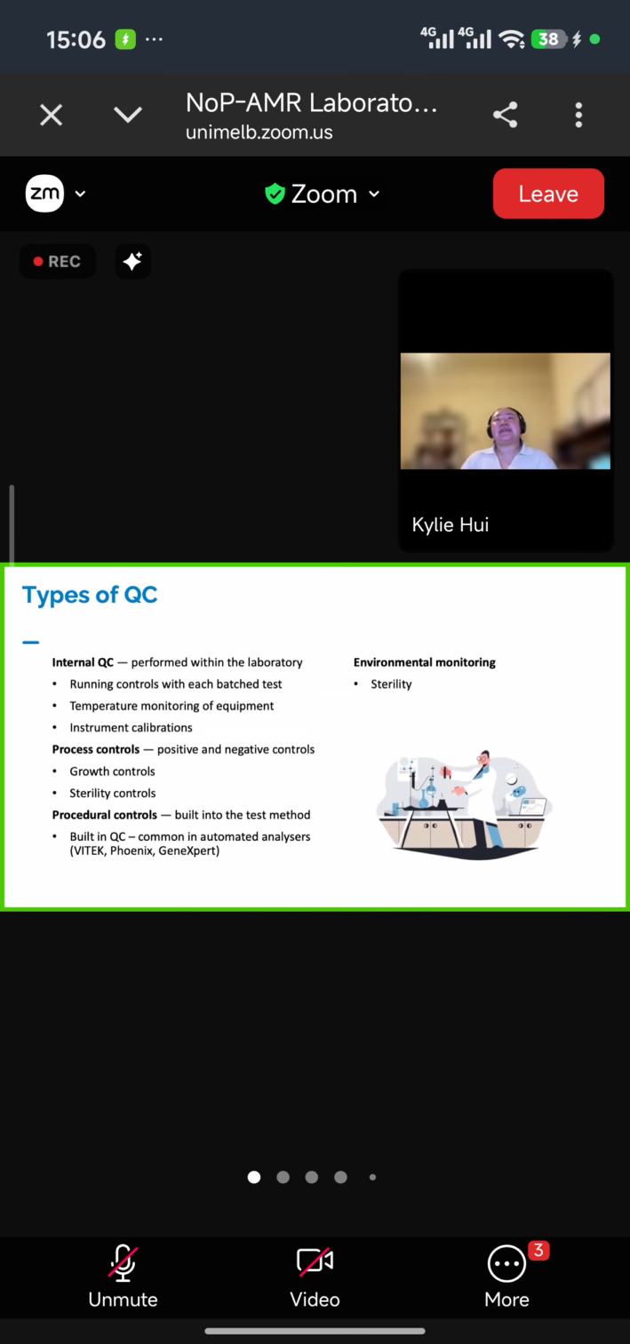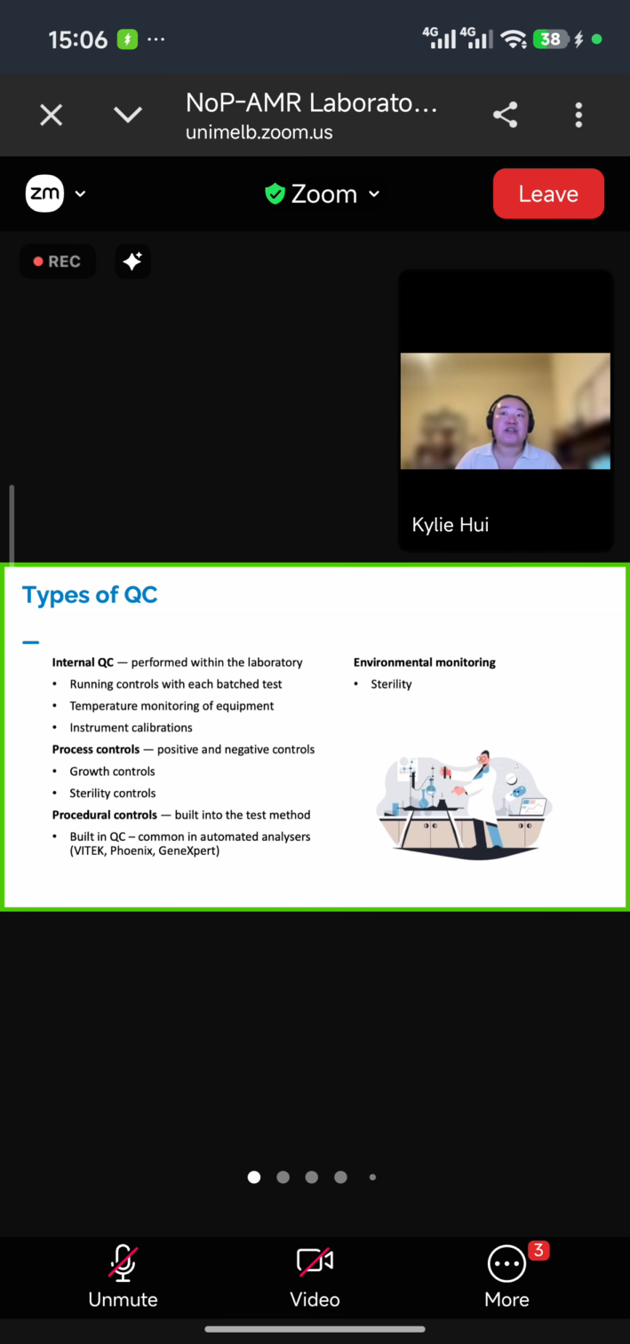So what types of QCs are there? There are internal QCs, which are performed within the laboratory. You can run a control with each batch test. There are things like temperature monitoring for the equipment and also instrument calibrations. There are process controls, so having a positive and negative control, and these can be things like growth control and sterility control. There are procedural controls, so these are built into the actual test method.